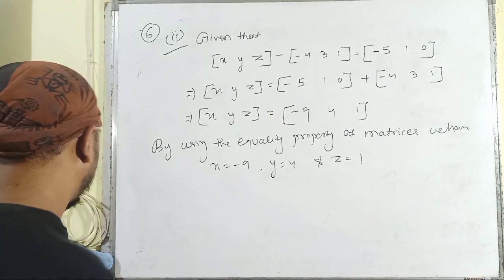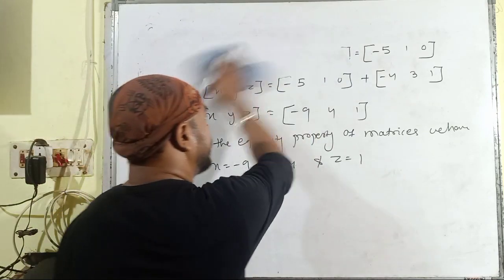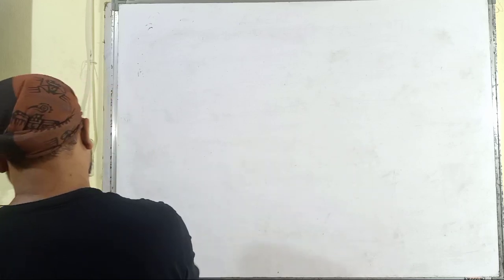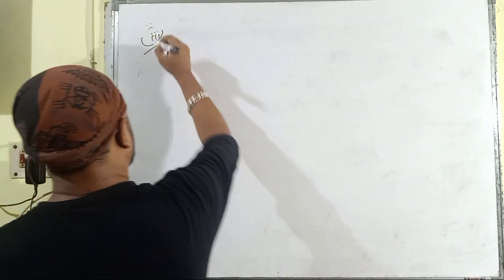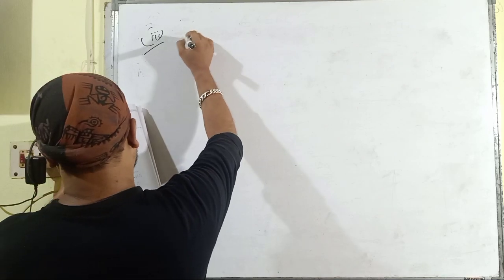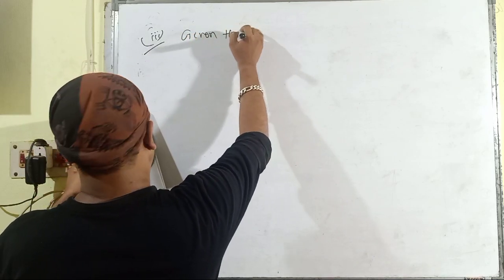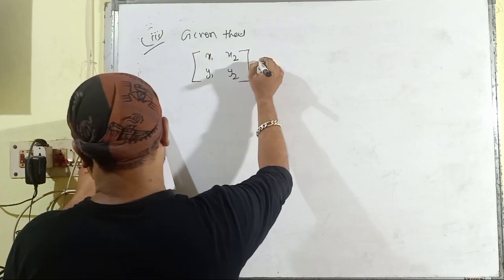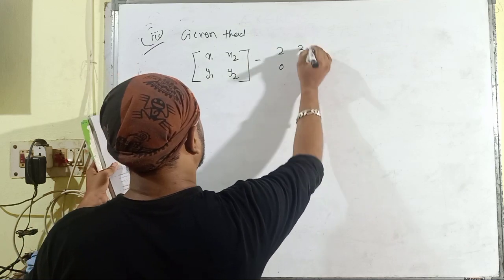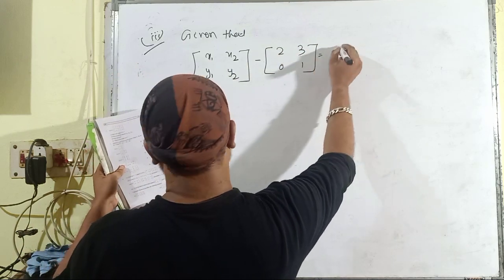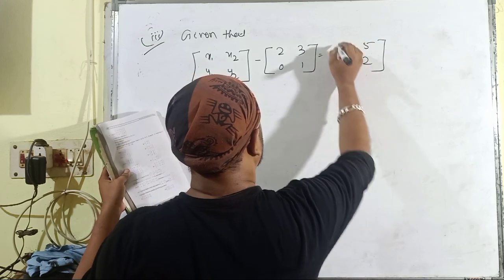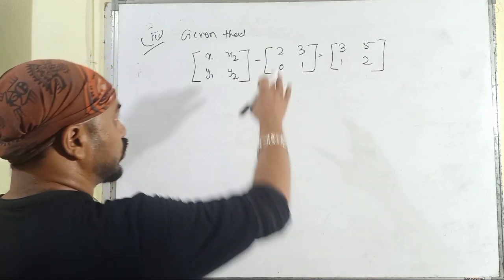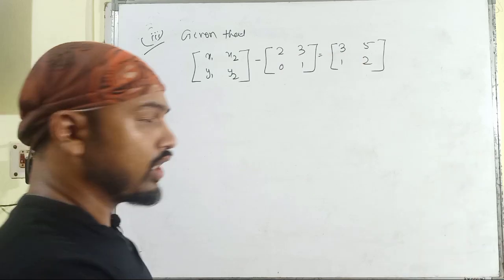Then moving towards the third bit. Given that [x1 x2; y1 y2] plus [minus 2 3; 0 1] is equal to [3 5; 1 2]. Then again, by applying the same procedure as in the previous problem, we just have to shift this left hand side matrix towards the right hand side.